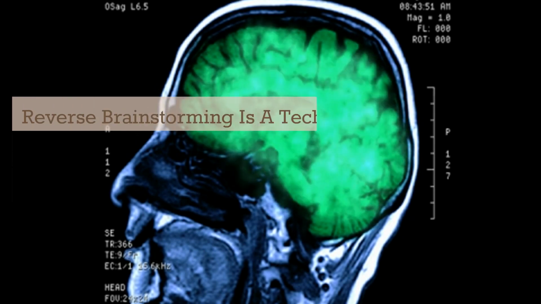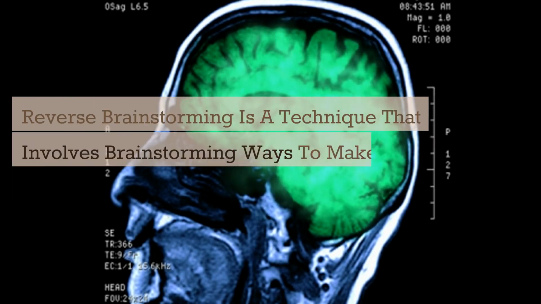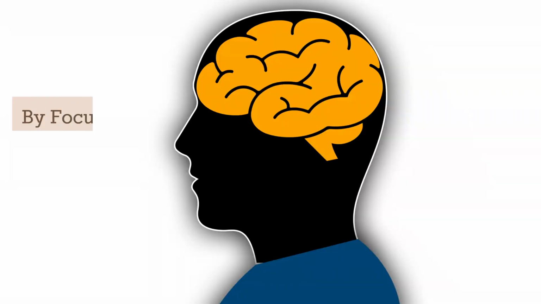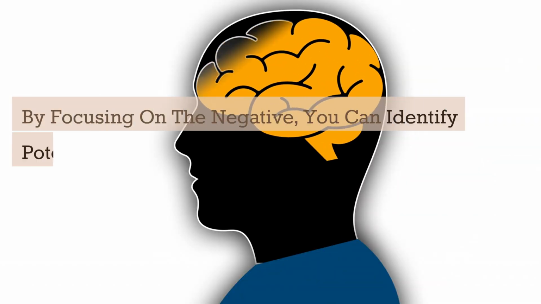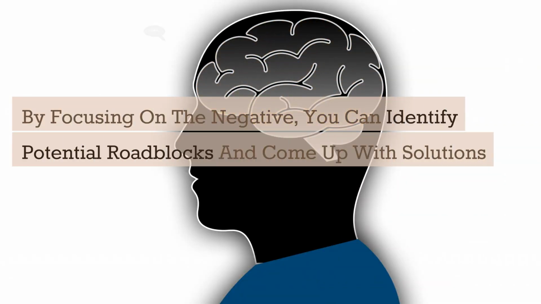Reverse brainstorming is a technique that involves brainstorming ways to make a problem worse instead of better. By focusing on the negative, you can identify potential roadblocks and come up with solutions to overcome them.